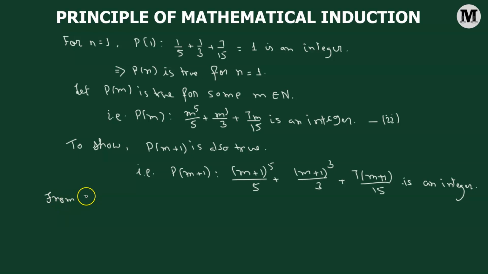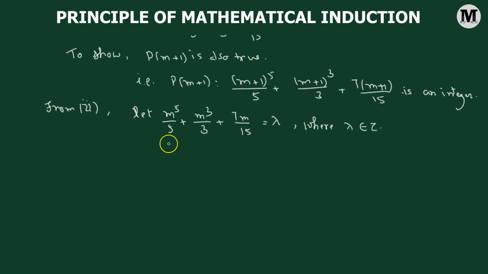So from statement number 2, since we have already considered that p of m is a true statement, here we can suppose that m raised to the power of 5 whole divided by 5 added to m cubed divided by 3 added to 7m over 15. Since this entire expression is an integer, we can represent it in terms of an integer lambda, where lambda is simply an integer.